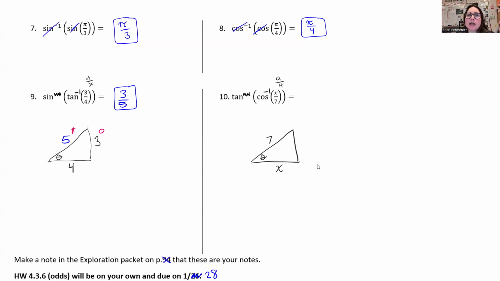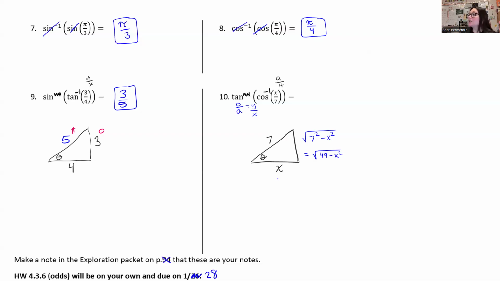I know that I don't have a value for X, but we can still go through the motions to find this value over here because we need it. Tangent is opposite over adjacent, or the Y over the X. I don't have the Y value, so I can't tell you what that is, but I could use the Pythagorean theorem even with an X. I can have X's in my answer. That's okay. So to find that missing value, I would have the square root of the hypotenuse squared minus the side length squared. So I have 7 squared minus X squared, which is the same thing as the square root of 49 minus X squared.